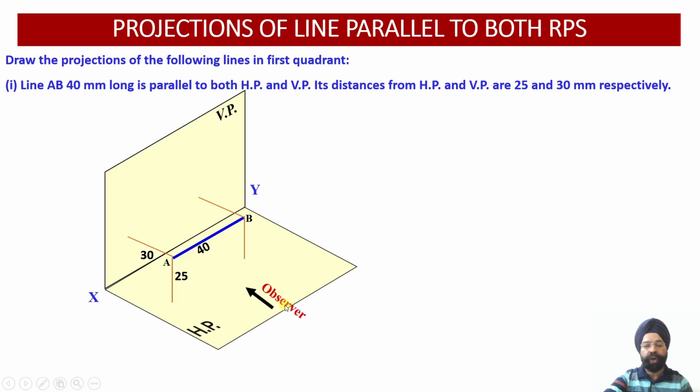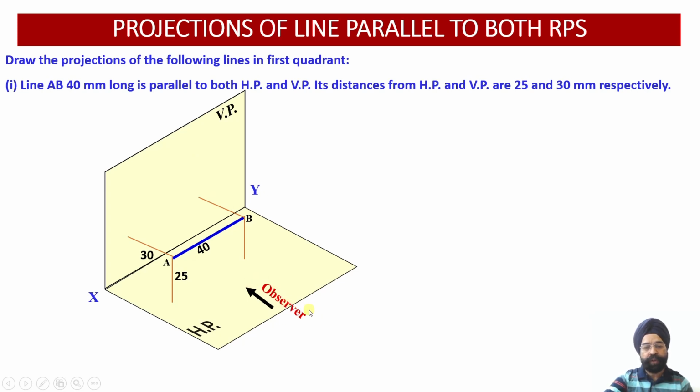So I want to draw the front view first. The one thing you need to remember over here is that the front view will always be drawn on the vertical plane and it will be represented by small a dash and small b dash. So I am looking from the front.